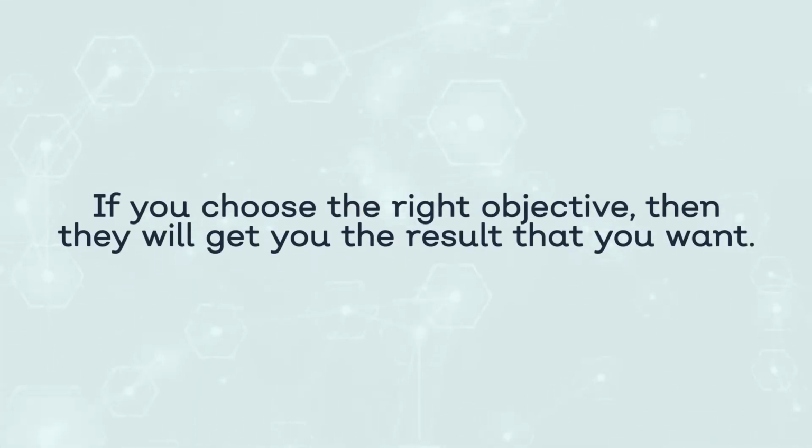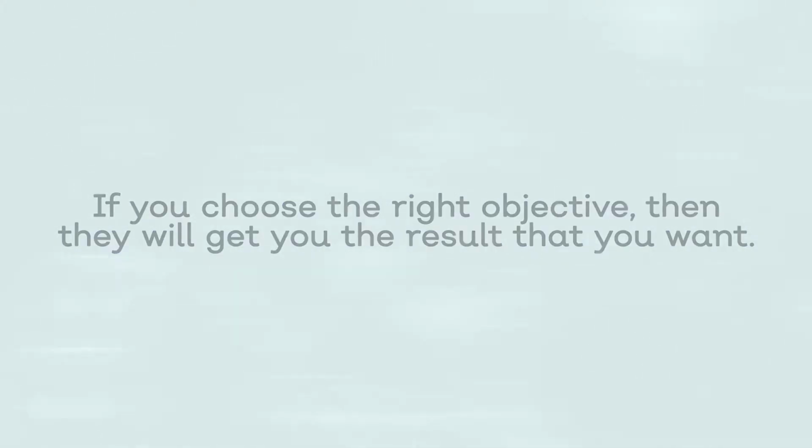So what Facebook wants you to do, and the purpose of these objectives, is for you to tell Facebook what it actually is that you want to achieve, so that the system can then go out and help you achieve that objective. So in theory, if you choose the right objective, then they will get you the result that you want. And that generally happens. The problem is when you actually don't choose the objective that is aligned with your end goal. So here's how it works.